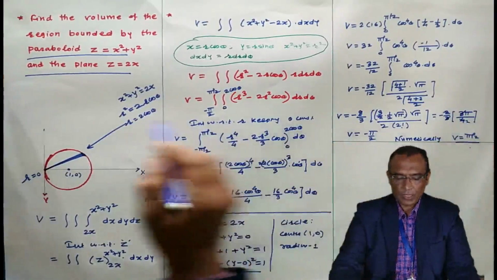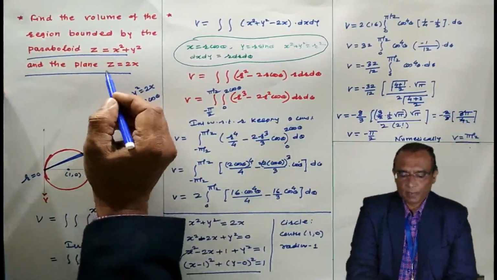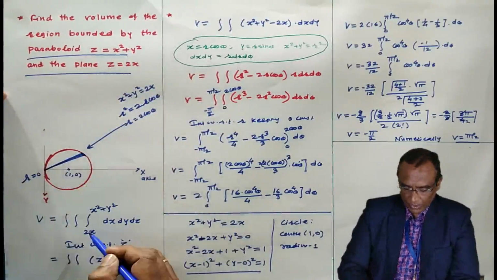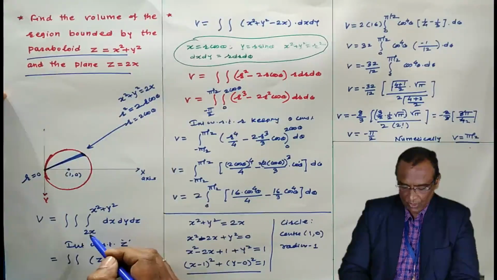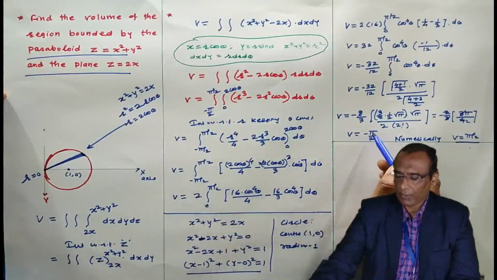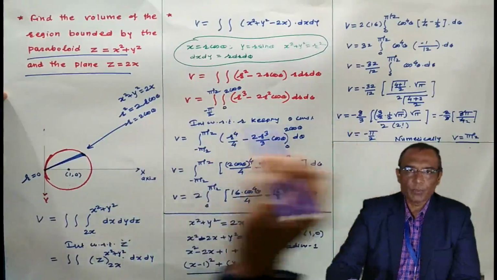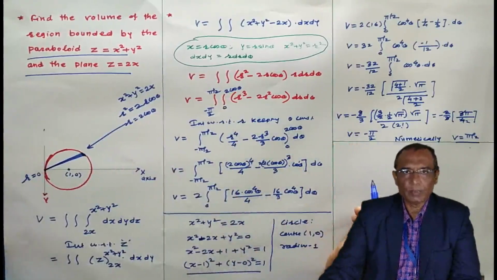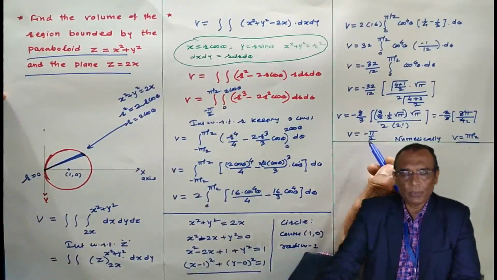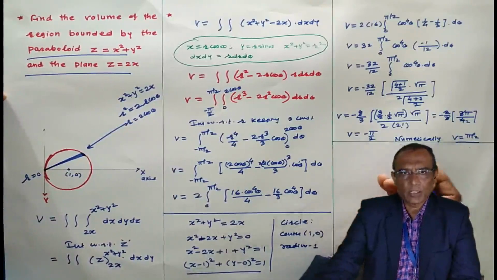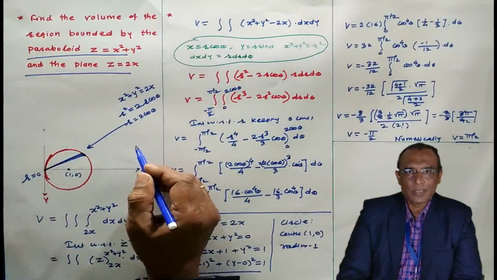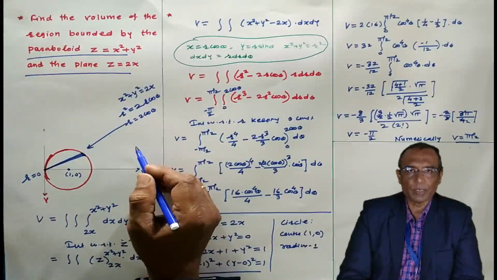Without constructing this paraboloid and the plane, I have taken values of Z as the limits. I have written 2x here and x square plus y square here. Then how do I get V equal to pi by 2? It will not make any difference because we are going to find out the volume, and practically the volume is positive. So if you get volume negative, then make it positive by writing this statement. These are some problems on volume using triple integral. We stop here. Thank you very much.